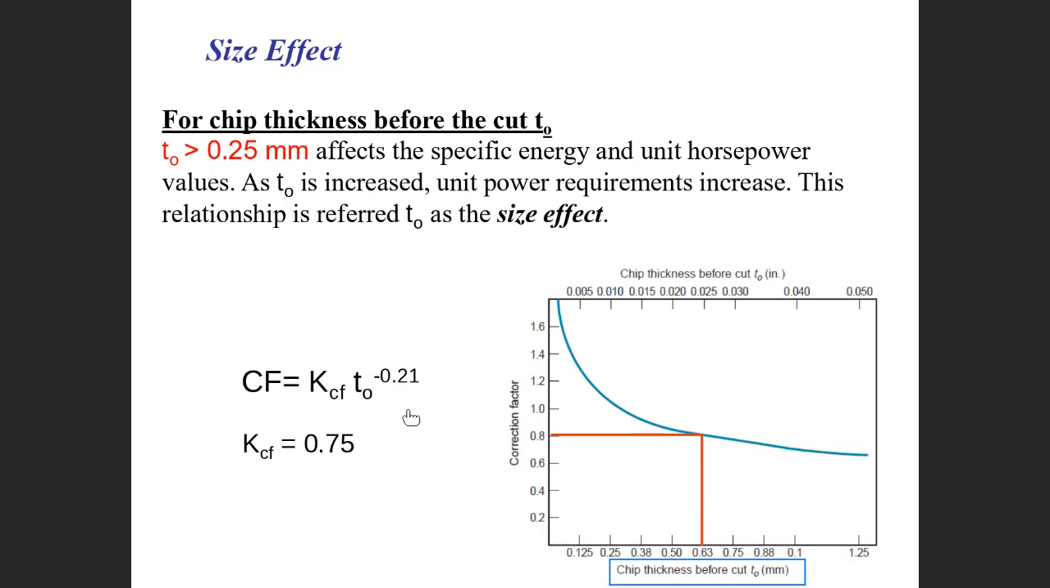The correction factor can either be used directly or calculated as KCF times t0 to the power minus 0.21, where KCF is a constant equal to 0.75. When t0 is bigger than 0.25, you obtain the correction factor CF, then multiply it by the value to get the corrected result.